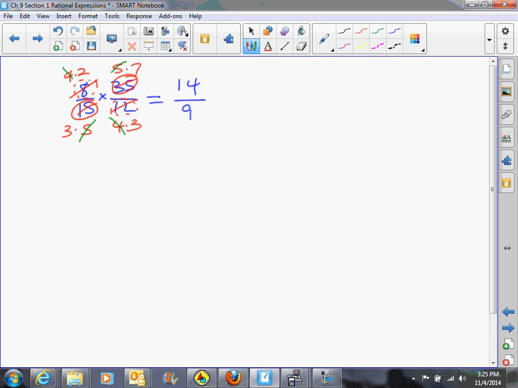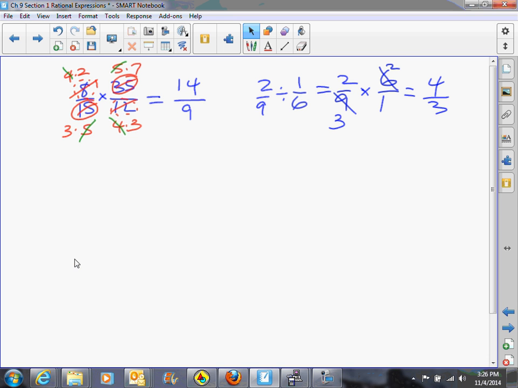Now, if you have a division problem, for example, let's say you have 2/9 divided by 1/6. One of the things that you were taught is when you were dividing fractions, you flip the second fraction and multiply. So this becomes 2/9 times 6/1. Now, there's a factor of 3 in the 9, leaving 3, a factor of 3 in the 6, leaving 2, and then we multiply across. 2 times 2 is 4, 3 times 1 is 3, so we get 4/3 for that. Now, that is basically what we're going to be doing.